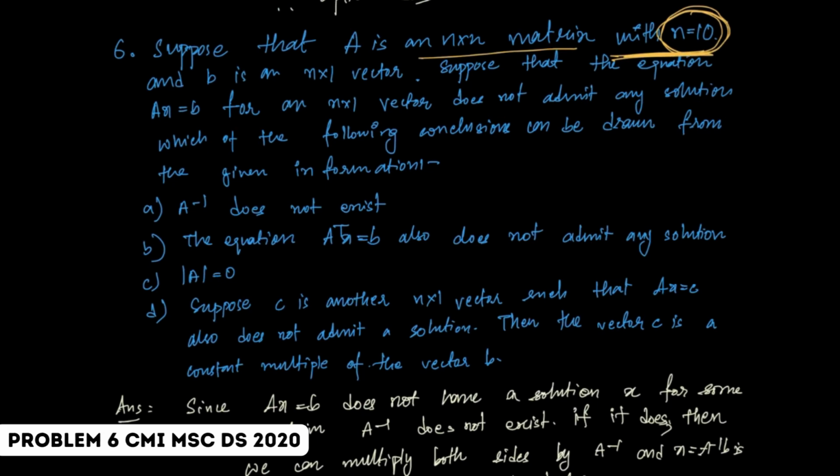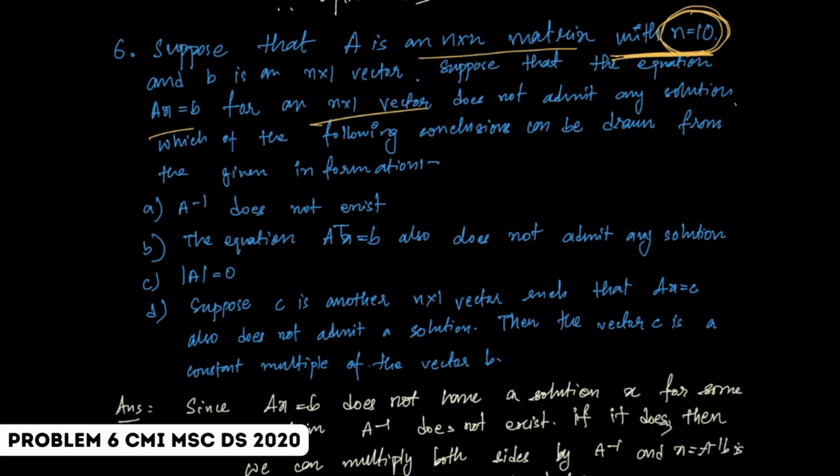This question applies for any arbitrary n. If they had given n as 5, 2, 3, 4, whatever, this question would have remained the same in a sense. So just ignore that n equal to 10 part. And B is an n cross 1 vector. Suppose that the equation Ax equal to B for an n cross 1 vector does not admit any solution.